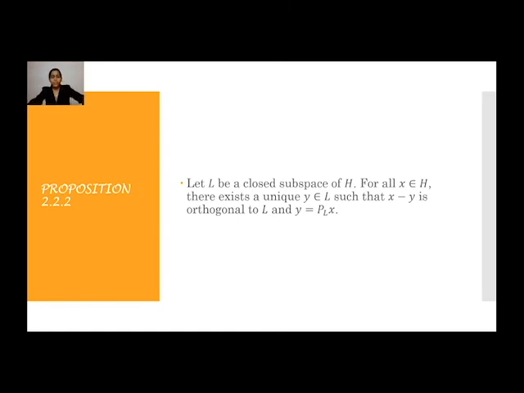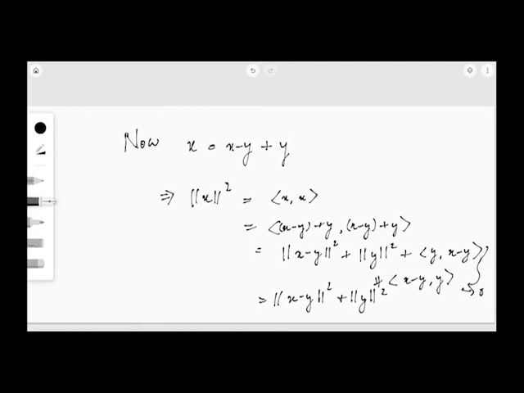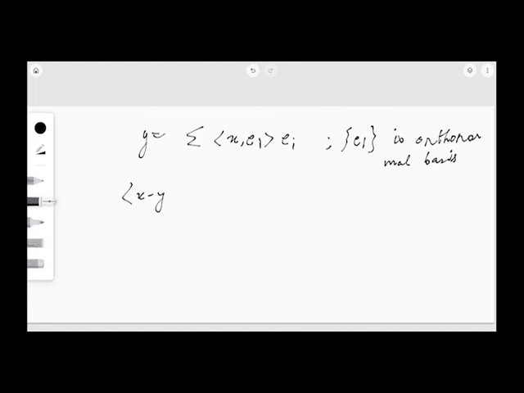Now how can we choose the y? I'll just show you how we can choose the element y, since the proposition says there exists a unique y, right? If we consider y to be the summation of inner product x, ei into ei, where this set ei forms the orthonormal basis. Just remember it is the orthonormal basis. So we are choosing y to be the summation of inner product x, ei into ei.